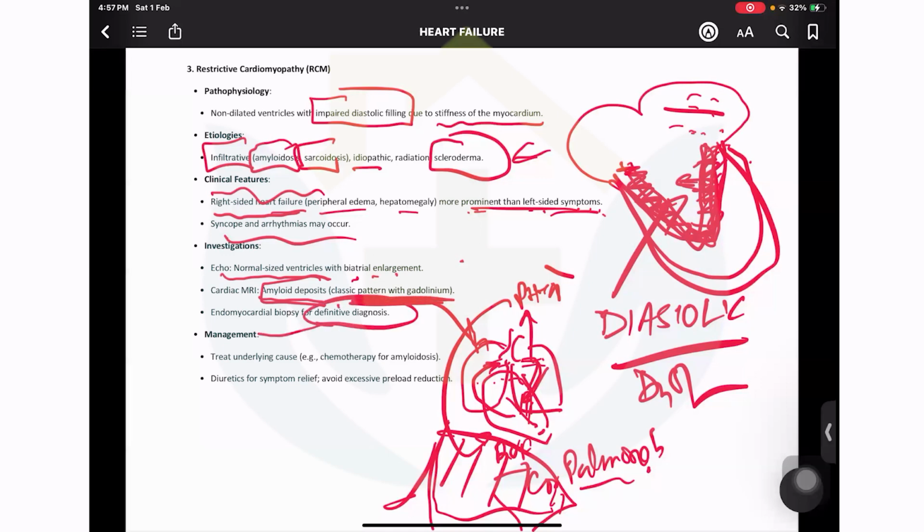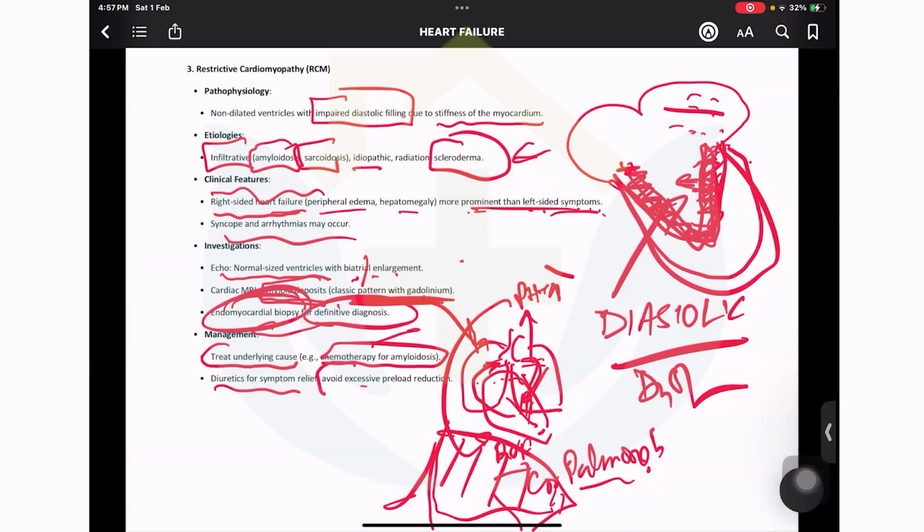Definitive diagnosis can be established with the help of endomyocardial biopsy, which is not available so easily. So you have to treat the underlying cause: chemotherapy for amyloidosis, steroids, all of them will help. Diuretics are important to decrease the pedal edema and excessive preload reduction.